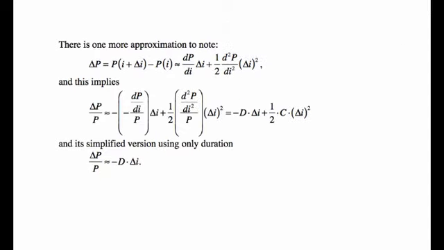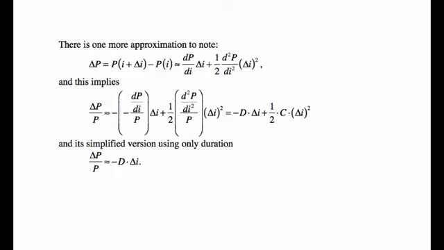Now we've come to a formula that will give you the magic of convexity. Based on that Taylor series expansion, we get this approximation that the change in price, which is the price at I plus delta I minus price at I, is approximately the first derivative times delta I plus half of the second derivative times delta I squared.